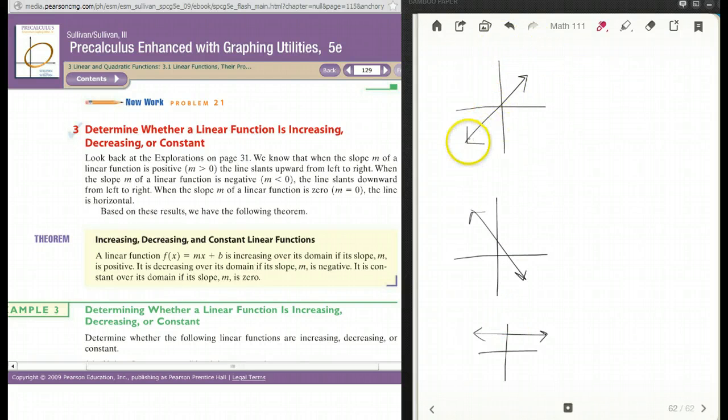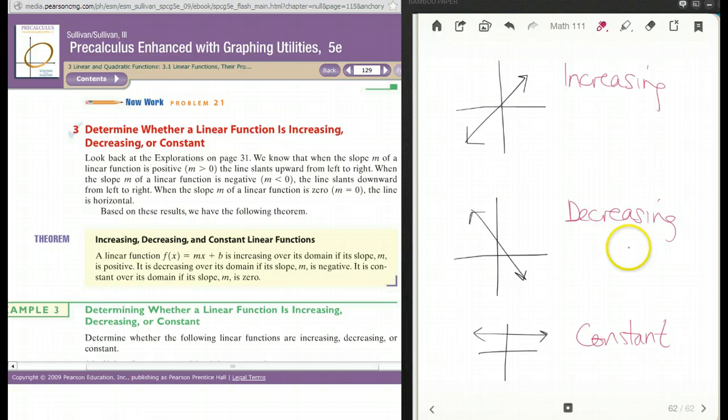In this one, we would say this is increasing. If you move left to right, you'd be walking uphill, so this is increasing. In this one, if we move left to right, we would be going downhill, so this is decreasing. And this one, we're walking straight across, and we use the word constant for that.